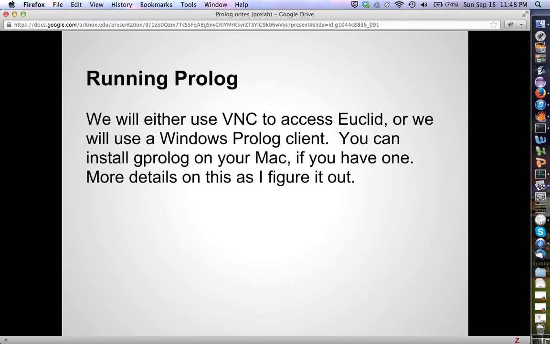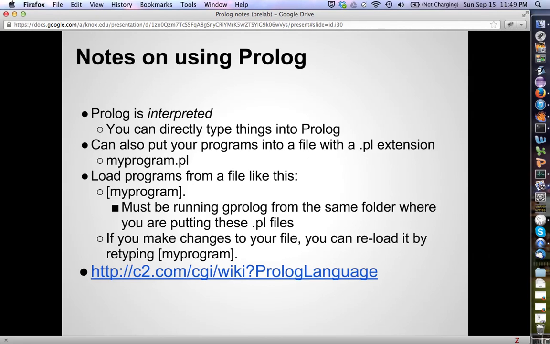So first of all, for running this, we're either going to use the VNC to connect to Euclid, or I'm going to try to get a Windows Prolog client that you can go ahead and use. If you have a Mac, you can actually install gprolog on your Mac. And I'll have more details on this as I figure out what the easiest thing to do is going to be. So some notes on using Prolog.